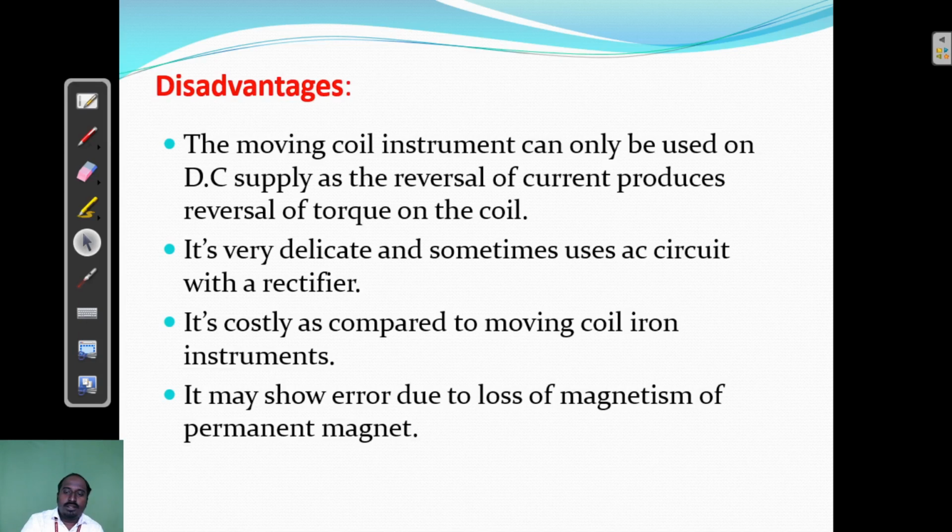Then it is very delicate and sometimes used in AC circuits with a rectifier. Then it is costly as compared to moving iron type instruments. Then finally it may show error due to loss of magnetism of the permanent magnet.